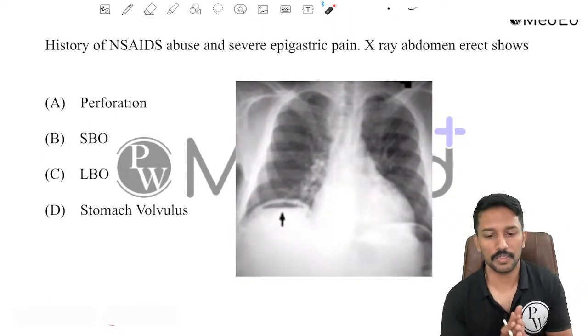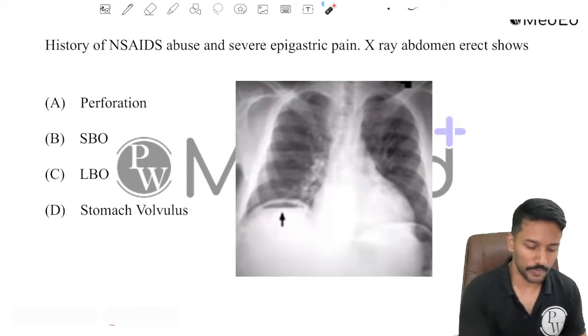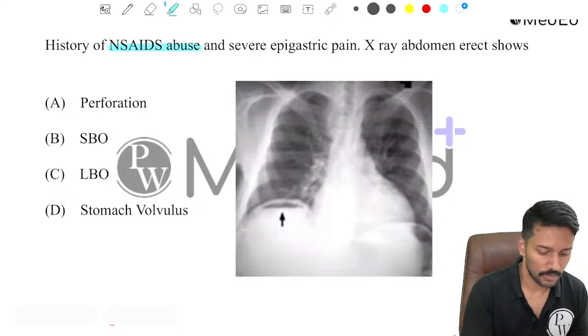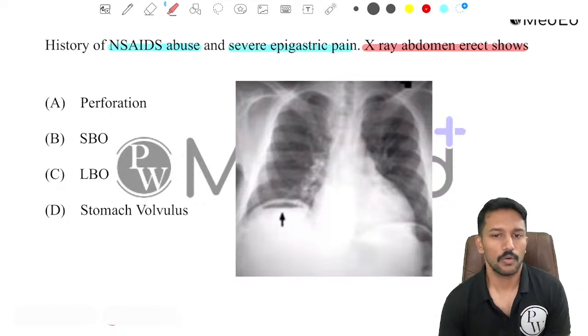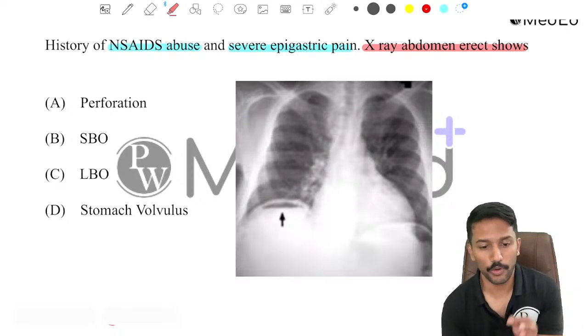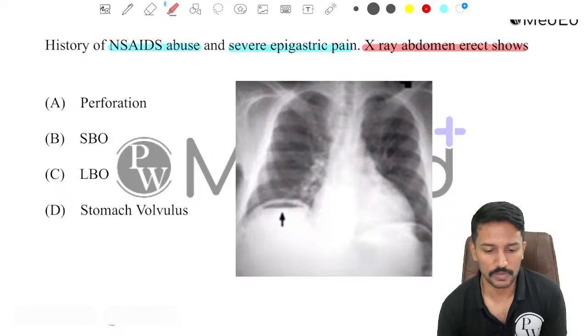Okay, now look at this question and tell me what is your diagnosis. History of NSAID abuse, presented with severe epigastric pain. You have the X-ray abdomen in front of you. That's an erect abdominal X-ray. What do you think is the diagnosis? There is an arrow pointing at something. What is it pointing towards?